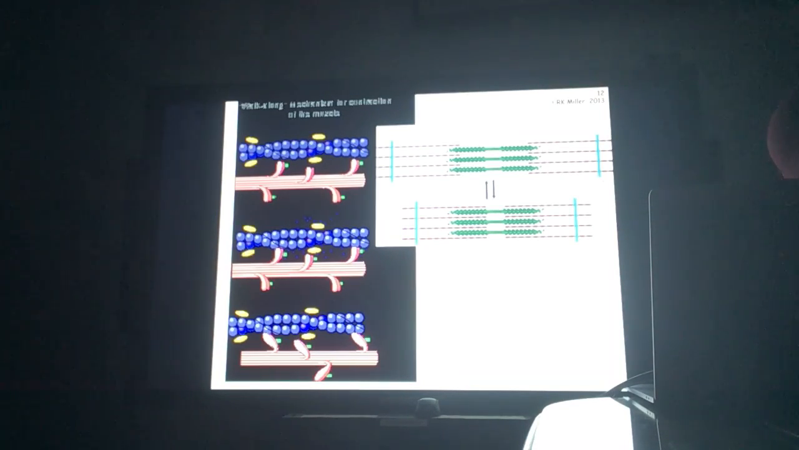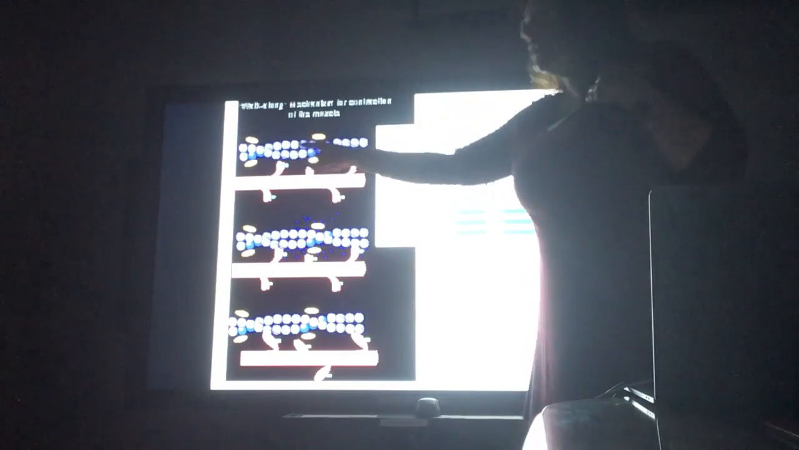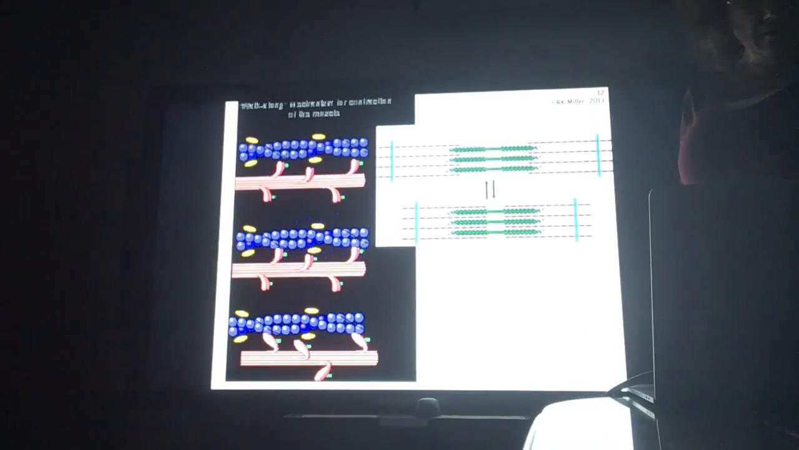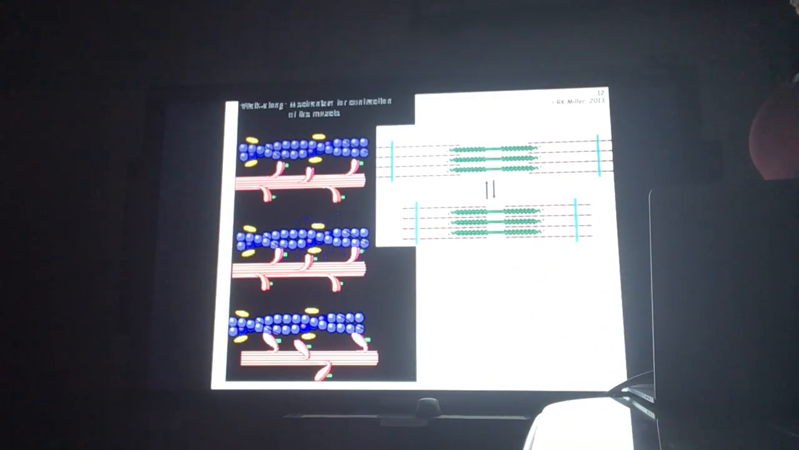Troponin, in this slide, is the ellipsoidal yellow dots, and tropomyosin might be hard to see in this format, but on your slides you should see it as just a thin black string that's going over the actin-myosin binding sites. And so this is at rest. There's no interaction between the thin and thick filaments.